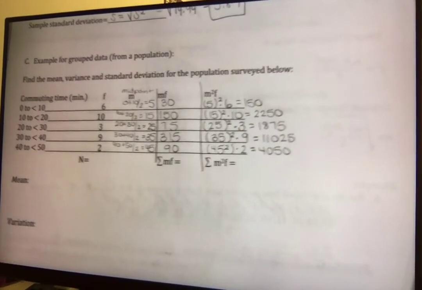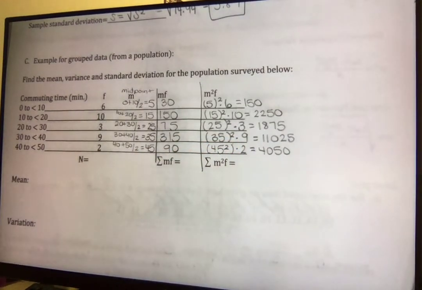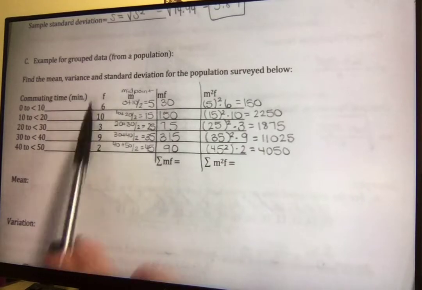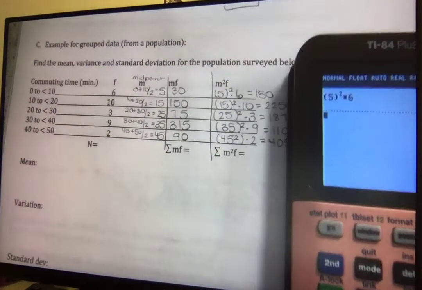All right, so here are the columns that we filled out. The last thing we have to do for the chart, before getting into the nitty-gritty, is find the sums of all of them. To find n, we need to add up to see how many people they surveyed. We need to add up our frequencies. So 6 plus 10 plus 3 plus 9 plus 2.